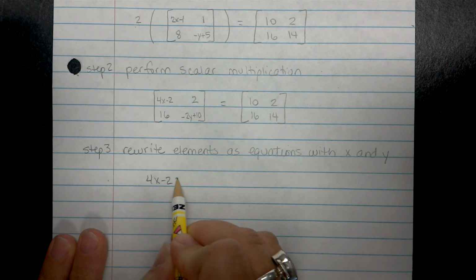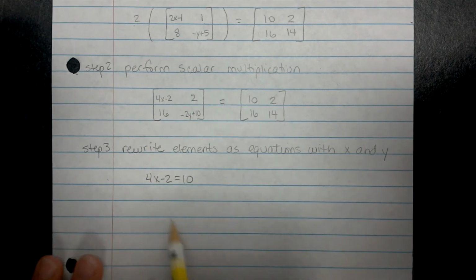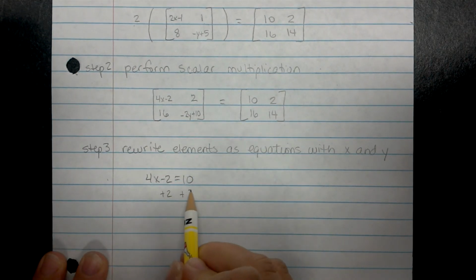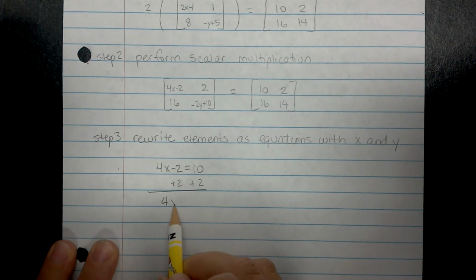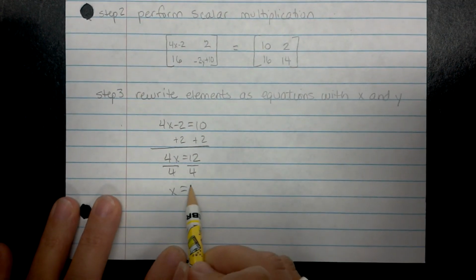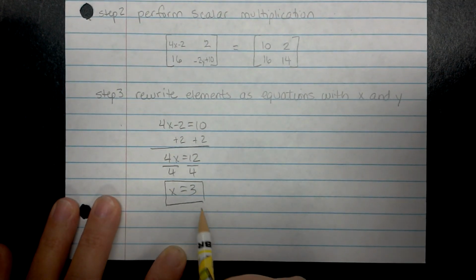4x minus 2 is equal to 10. And we can add 2 to both sides. 4x is equal to 12. So x is equal to 3. So you've solved one of the variables.